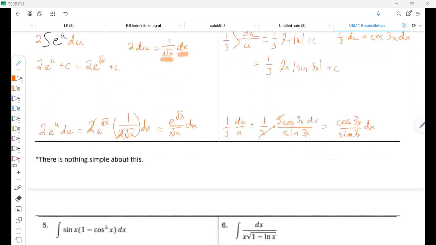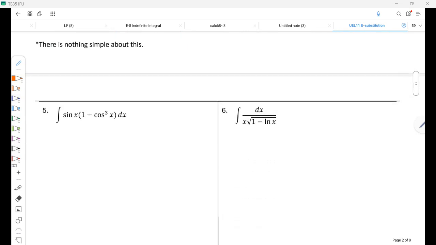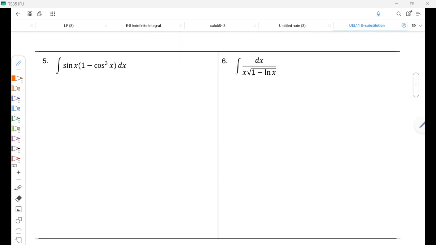You've got to be able to find it. I mean, that's the thing. You've got to be able to find that derivative there. Let's identify our u's and du's for 5 and 6, and then have you guys finish off the process.